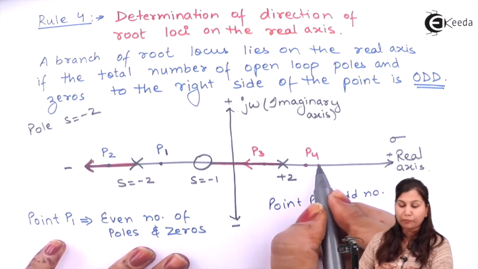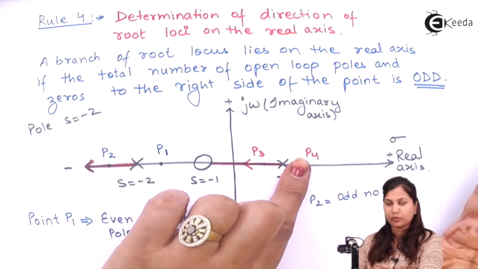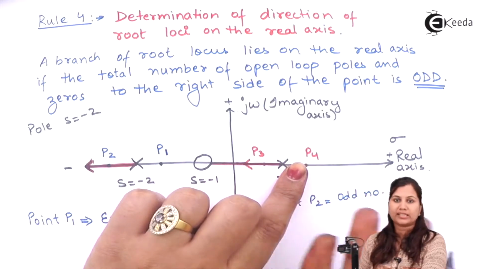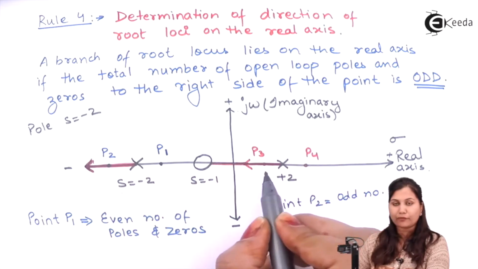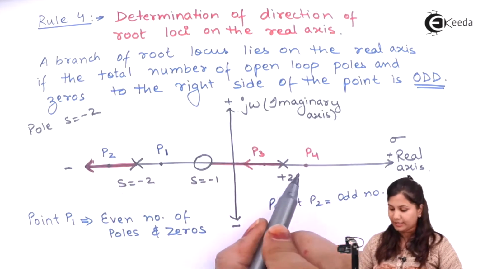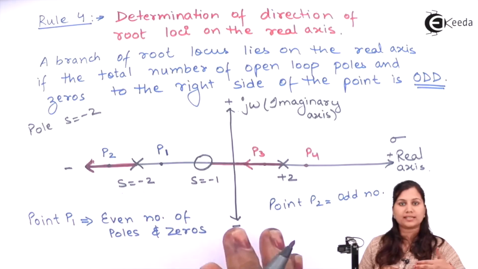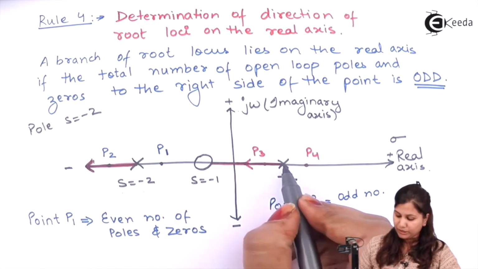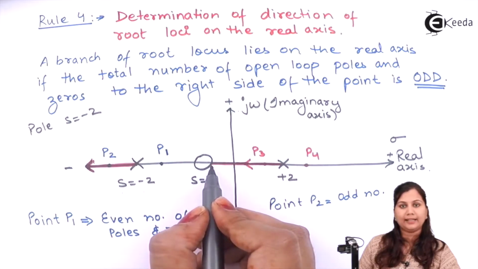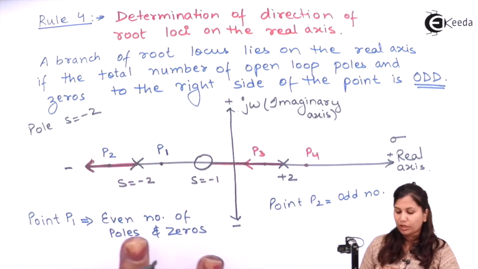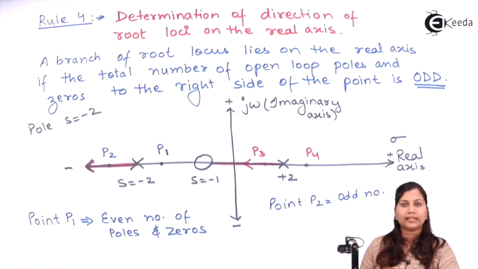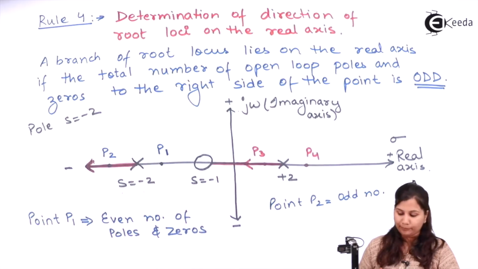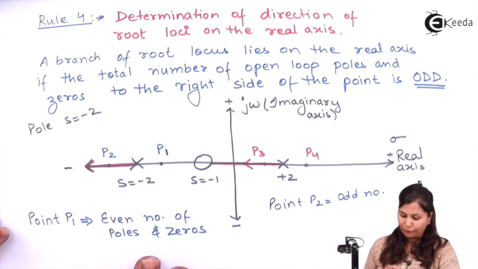And if we check for point P4, the number of poles and zeros on the right hand side is 0, so it's an even number. So the direction of root loci will not be towards point P4. It will be towards point P3, starting from the pole and terminating at 0. So in this way, you are going to find out the direction of the root loci on the real axis. Okay, so it was our step number 4.